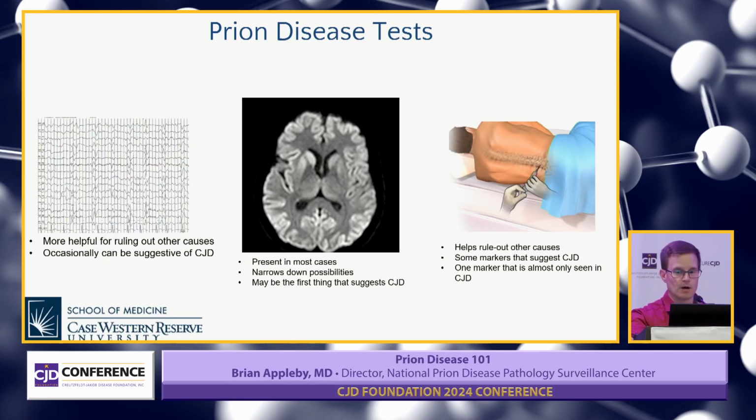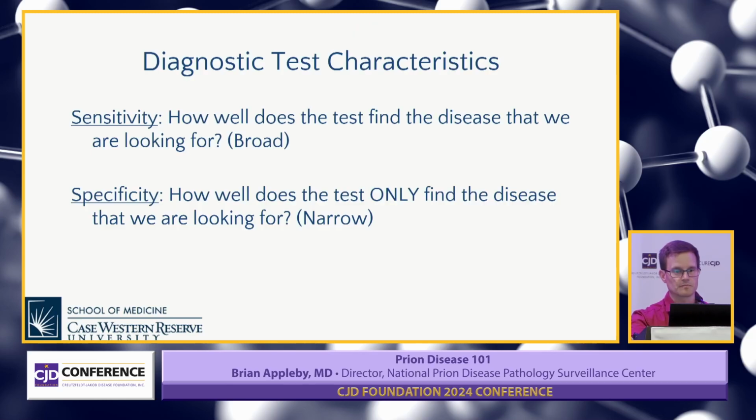The spinal tap can help rule out other causes, importantly treatable causes, things like inflammatory conditions, infections, some markers that can suggest CJD, and that one marker, RT-QuIC, that is almost only seen in CJD. Some other terms that you're going to hear about this weekend are references to diagnostic tests. That includes sensitivity, that basically measures how well a test finds the disease that you're looking for, and then specificity, which is how well the test only finds the disease that we're looking for.